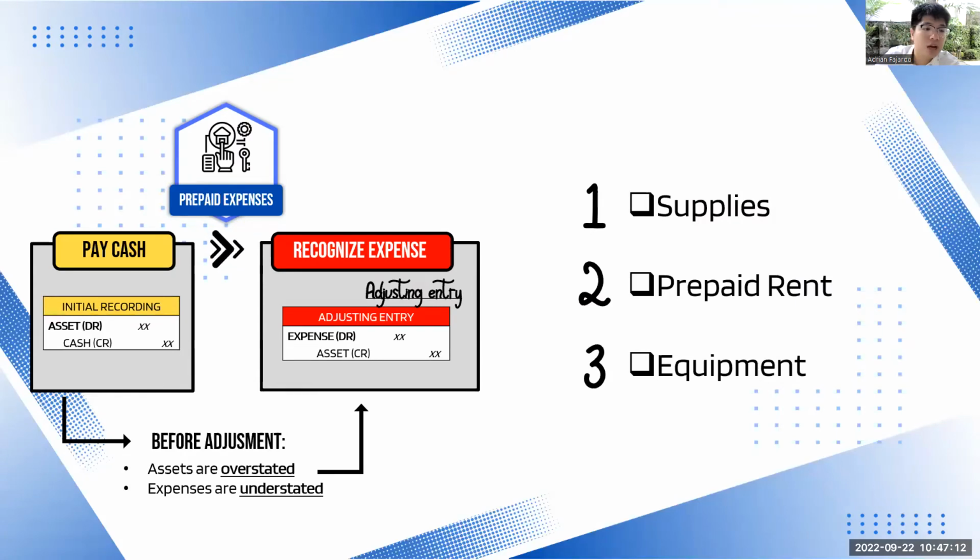So basically, this is the basis of your deferrals, right? You have your prepaid expenses and you have your unearned revenue. Let's first focus on prepaid expenses, right? And under prepaid expenses, we have 3 examples. Kindly make sure that in prepaid expenses, you master how to record supplies, prepaid rent, and equipment depreciation, aside from other exercises that you can find in Waygan, right?